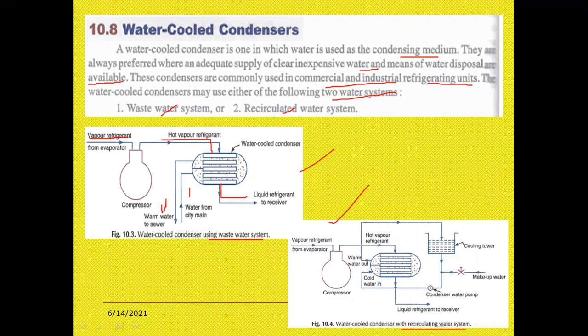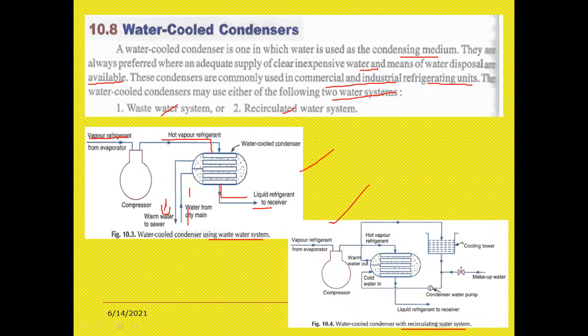Water goes to the sewer pipe. So the wastewater is going into the sewer pipe, and the fresh water is going into the water-cooled condenser. Due to the water being in cool condition, the hot vapor is converted into liquid refrigerant and goes to the receiver system, by using the wastewater mechanism.